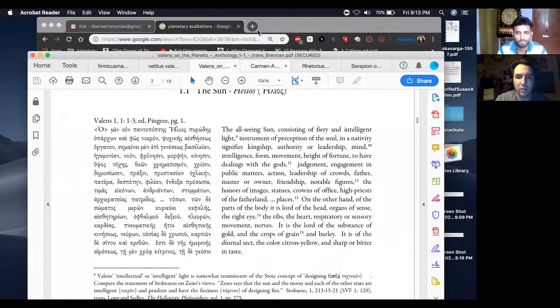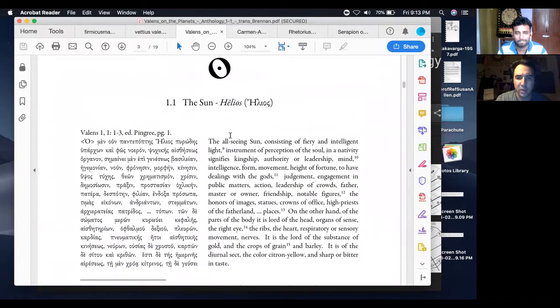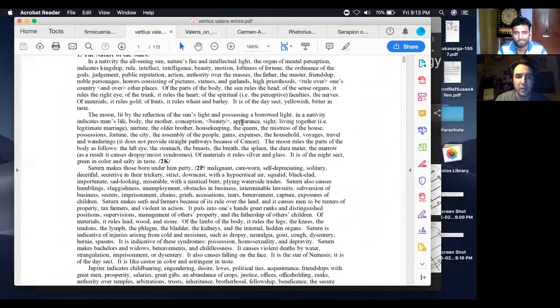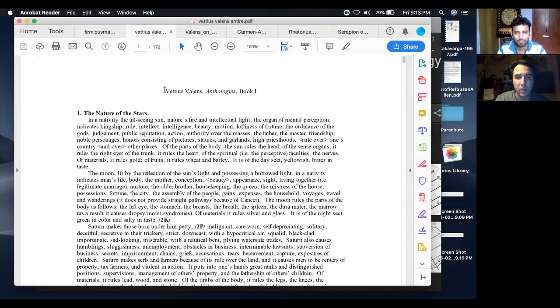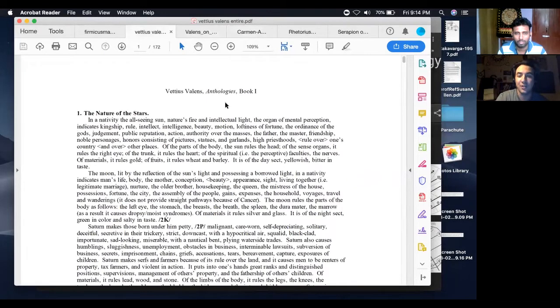Okay, well, I'm going to share the screen, and I have Chris Brennan's translation here of the Valens stuff that we're going to be looking at. I may refer to that here and there, but I'm also going to use the free one that's online that everyone can have access to. This is the Mark Riley translation. If you just search Vettius Valens Anthologies, you'll find it right away on Google, and it's free. We're talking about 172 pages of free, ancient, awesome astrology text.